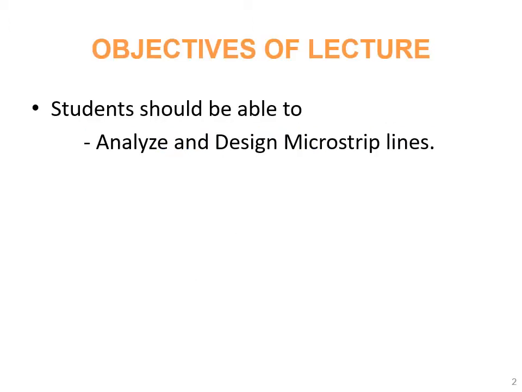Objectives of today's lecture is students should be able to analyze and design microstrip lines. So already in my previous lecture on strip lines we have seen why we need transmission lines. That is, transmission lines are needed to connect one component of a circuit to another component, as well as they are used to connect one circuit to another circuit.